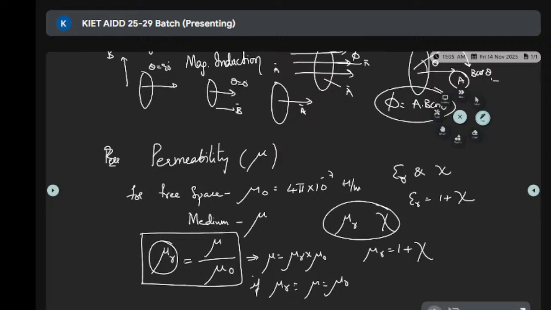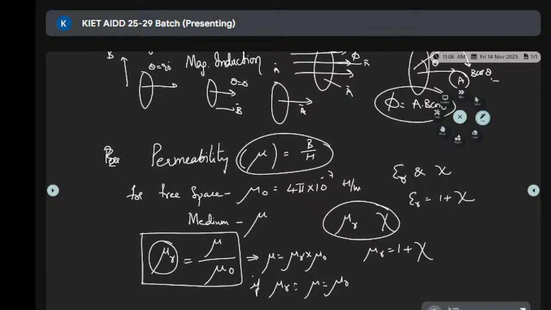Next, another one: we can write an expression for permeability in the form of mu is equal to B by H. Mu is equal to B by H. Another formula for writing mu, permeability, which is given by B by H. What is B? Already we discussed: magnetic flux density. H is the applied field strength or magnetic field strength. The ratio between B and H gives you permeability.